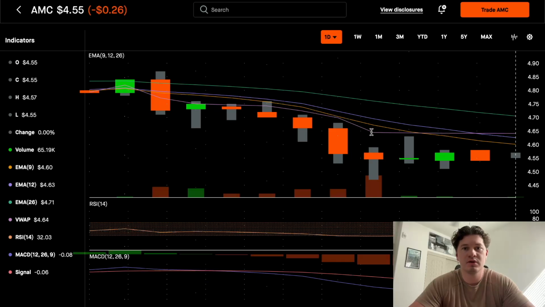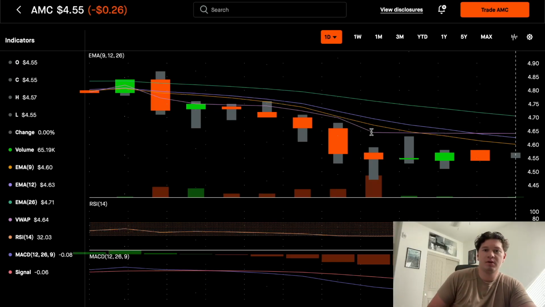Volume on Friday was relatively low at 65,000. We also see several candlestick patterns that indicate selling pressure throughout the day, the high being 4.57 and the low 4.55, and that provides an immediate intraday resistance and support level.